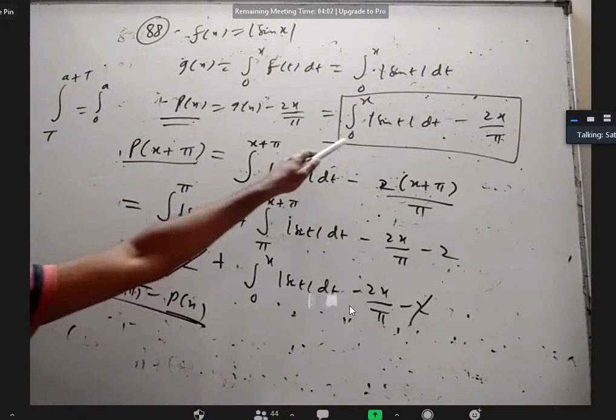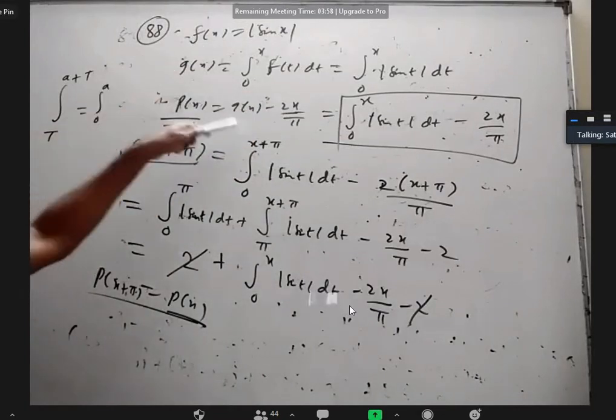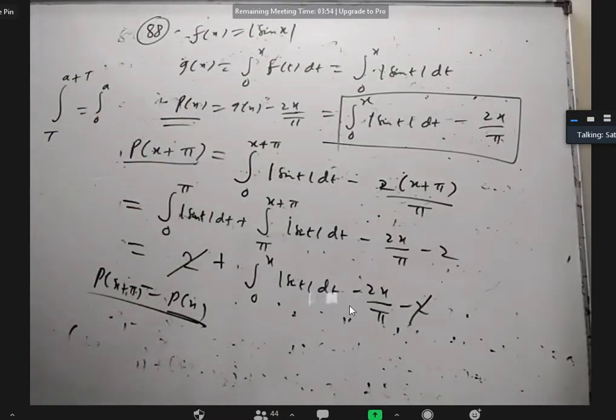Instead of directly telling p of x, first they told f of x, then they told this is g of x, then they told p of x is g of x minus that. Without all that, they would have directly said p of x is this and asked whether p of x plus pi is this or not. That's it.